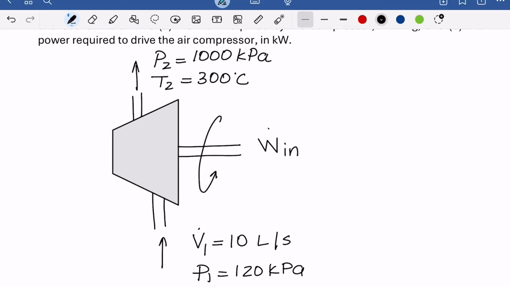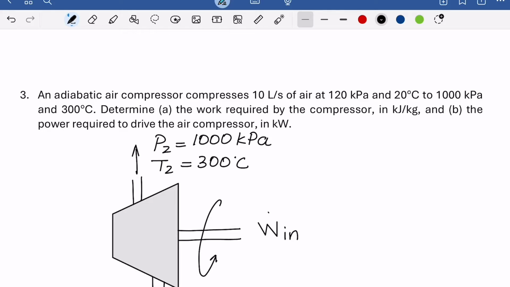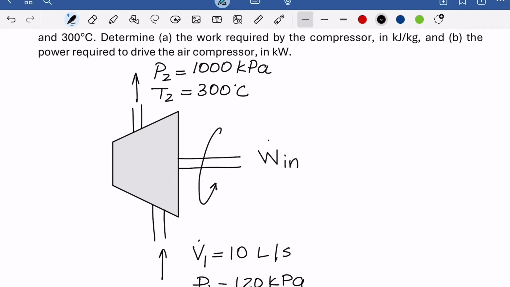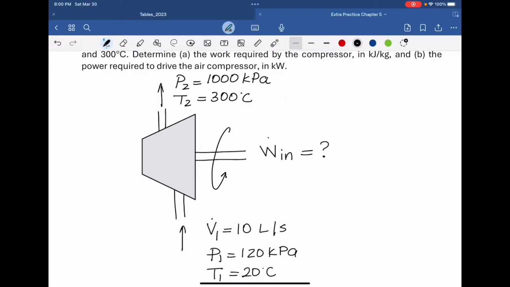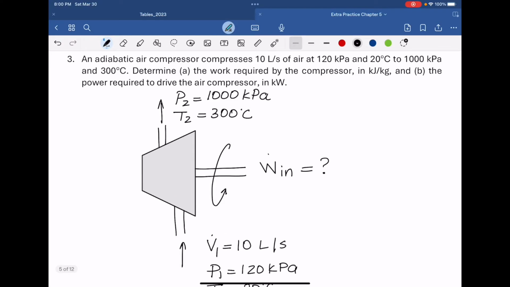So see a compressor with the power input. It is increasing the pressure and it is increasing the temperature of air in this case. They are asking for, in order to achieve that property change in the air, what should be the power input? They are also asking for, so the first thing they're asking for is actually the work required by the compressor in kilojoule per kilogram, which is this, and also the power, which is this. Okay.